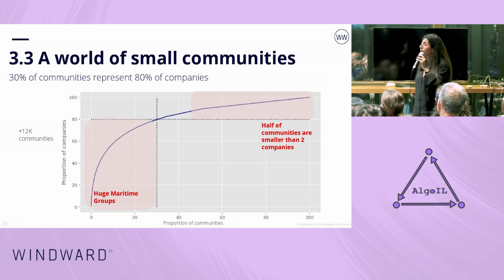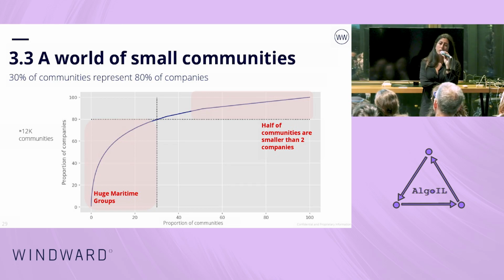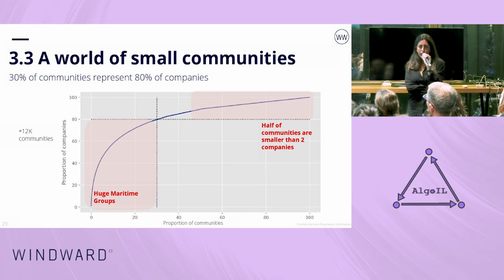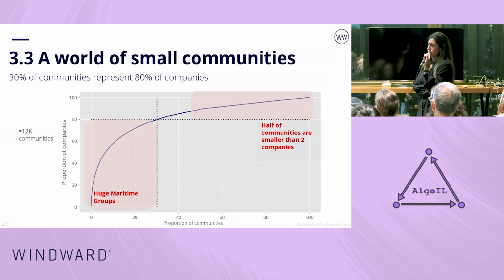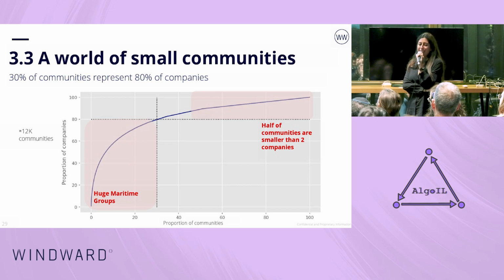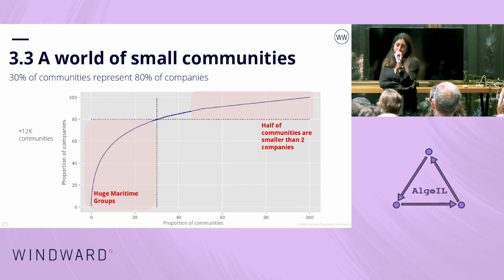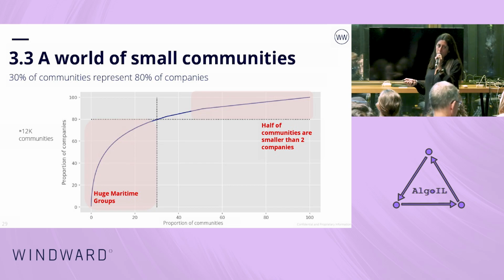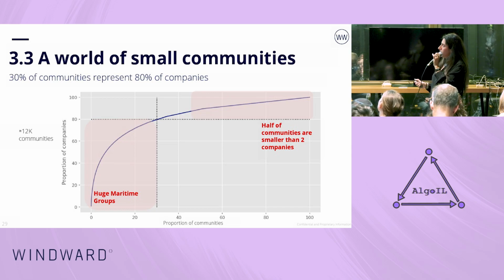And then the second part, it's about all the small communities, okay, where you have half of communities are smaller than 2 companies. These results were not at all surprising for us, okay? And they are not specific to the maritime domain, and that's very important to understand. You could have the exact same graph if you were looking at website traffic, okay? So here you would have probably all the Google, Facebook, Twitter pages would all be together in some kind of huge communities, and here you would have all the small independent websites.